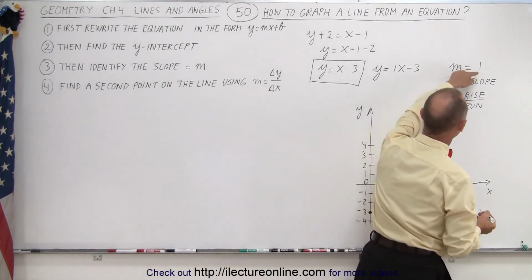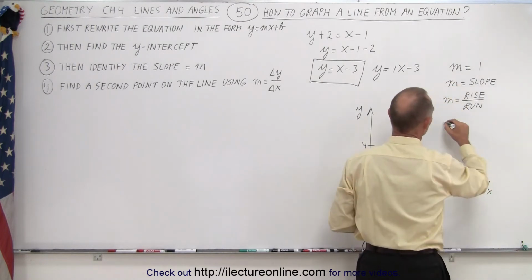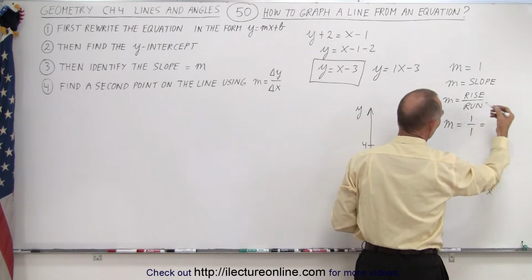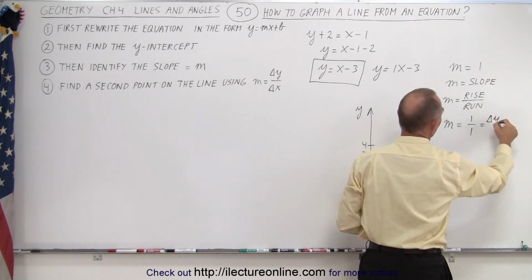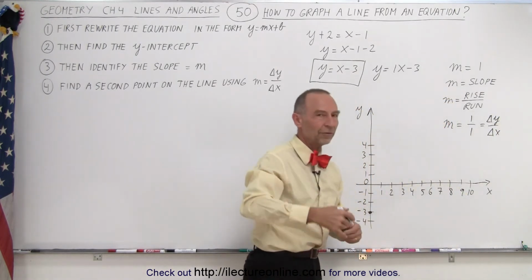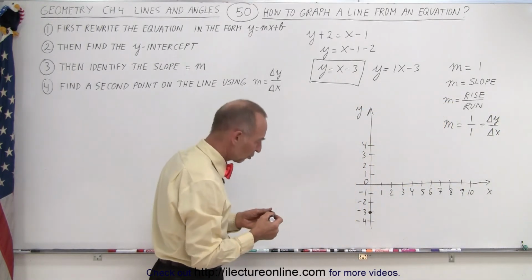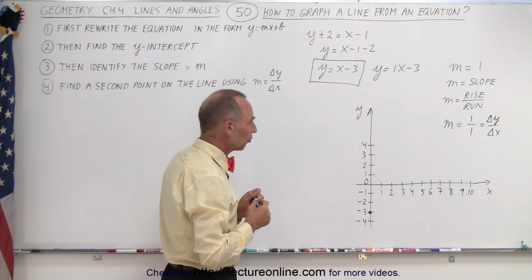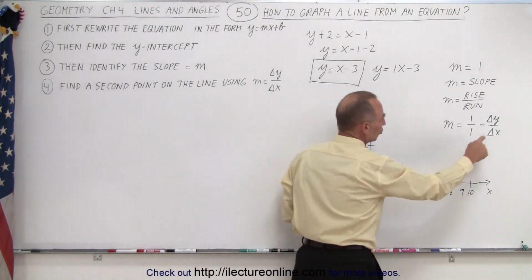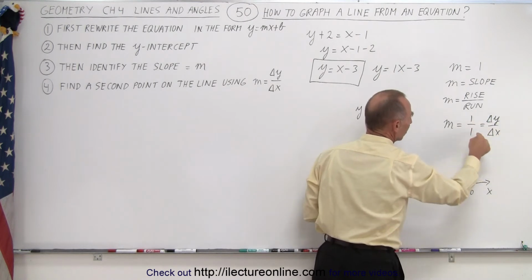So if m is equal to 1 and we want to write it like a fraction, then we have to write that m is equal to 1 over 1. In other words, the rise over the run is the change in y over the change in x. How much does y change when I follow the line, and how much does x change when I follow the line? So what that means here is I start at this point, and I know that the change in y is 1 and the change in x is 1.